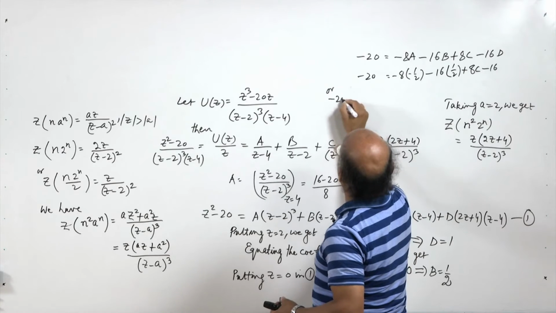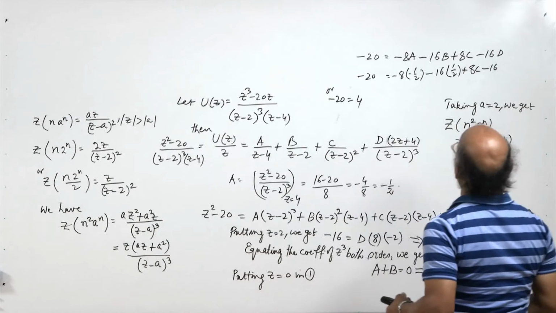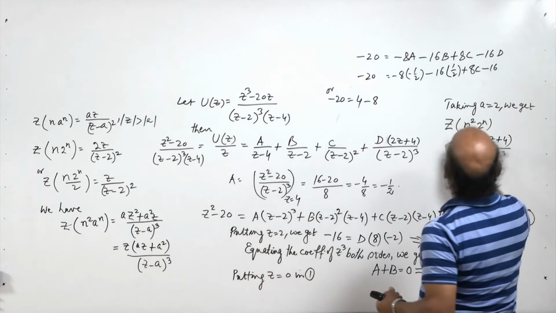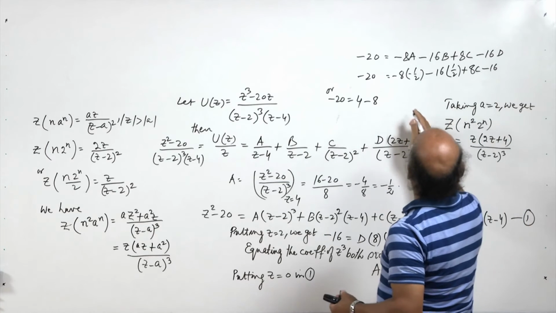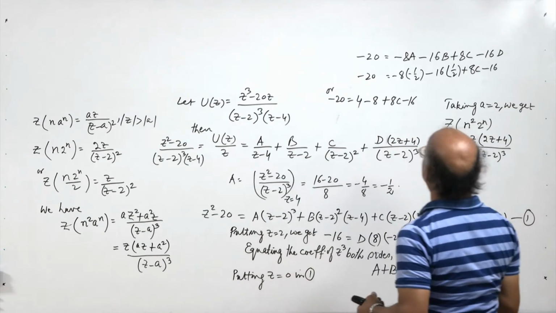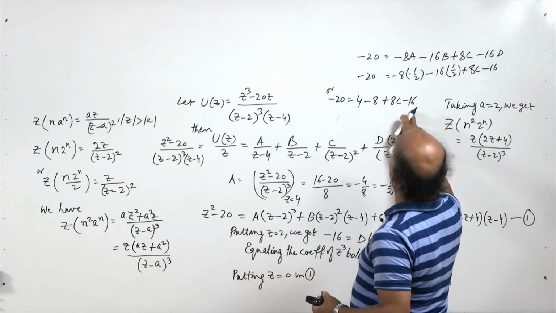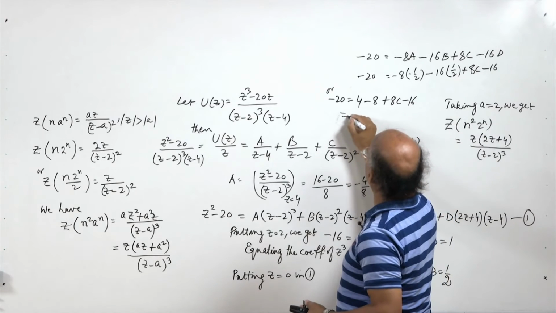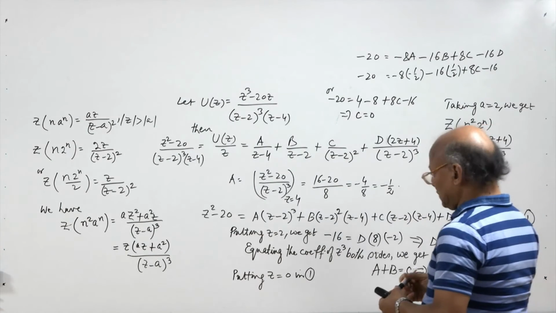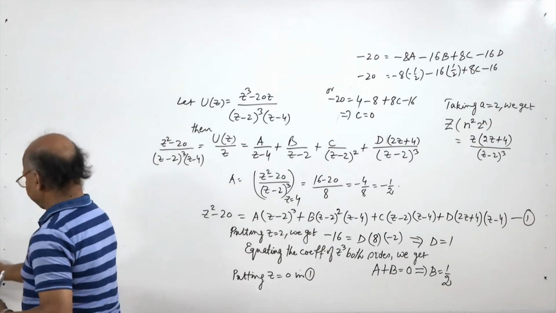R minus 20 equal to this is 4, 8 by 2 is 4, here we get minus 8, here we get 8c minus 16. So, this is 4 minus 24, that is minus 20. So, c is equal to 0. Now, we get c equal to 0, and thus we have the following fractions.